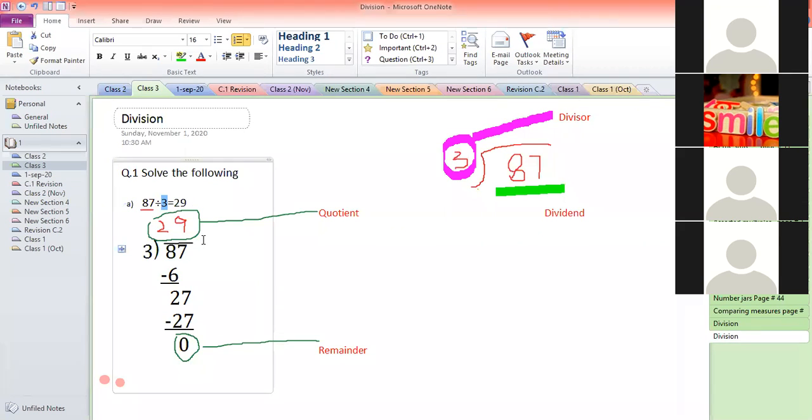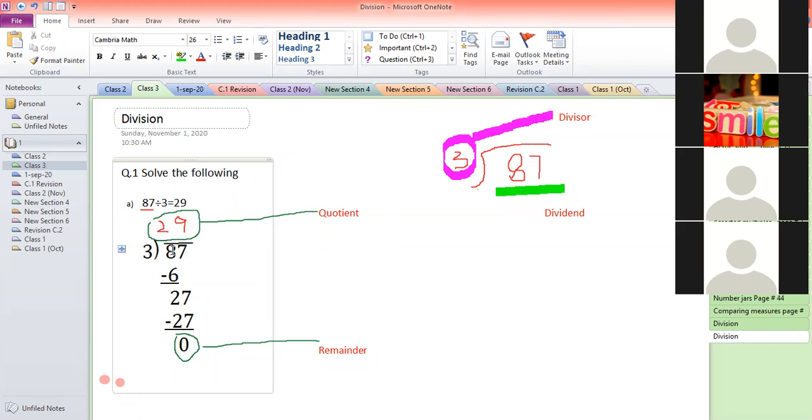Now, how to divide first? First, make the sign of division. Put the dividend inside. 87 is the dividend. Then the divisor outside, this is 3. Then check the table of 3. Is there 3 in 8? Or check how many 3's are there in 8. There are only 2.